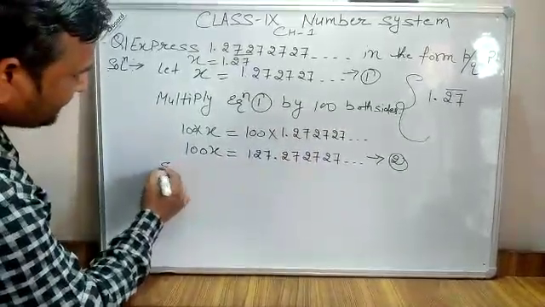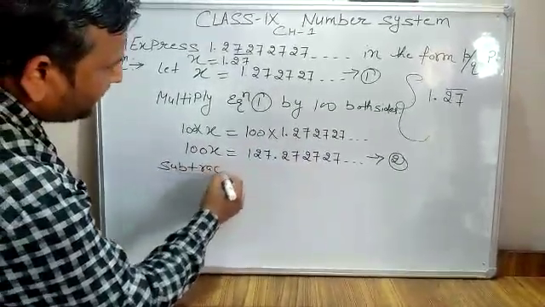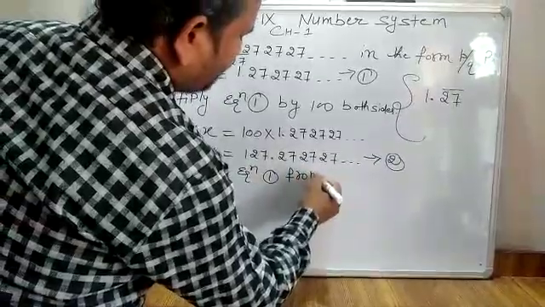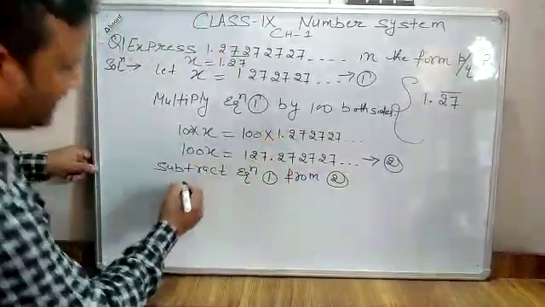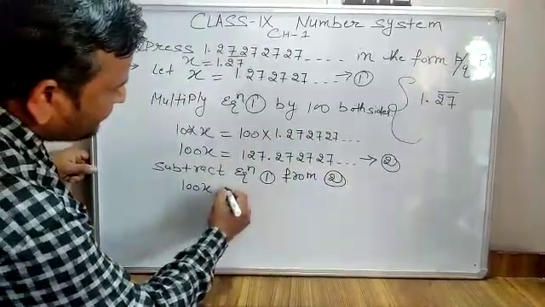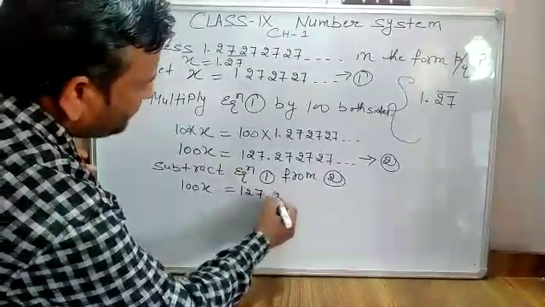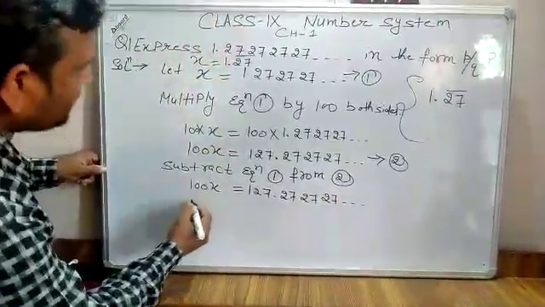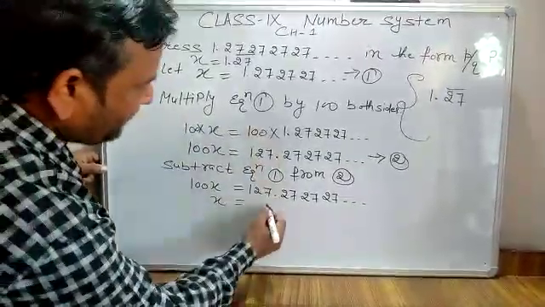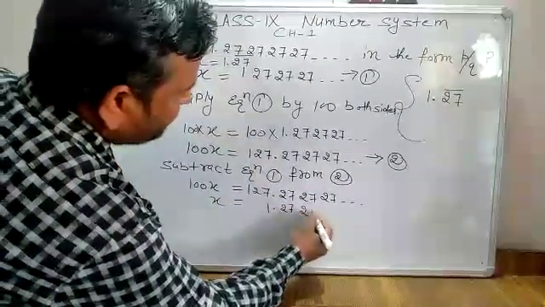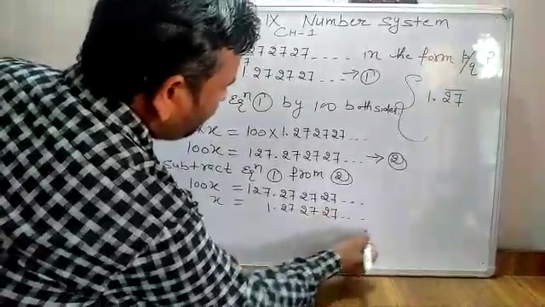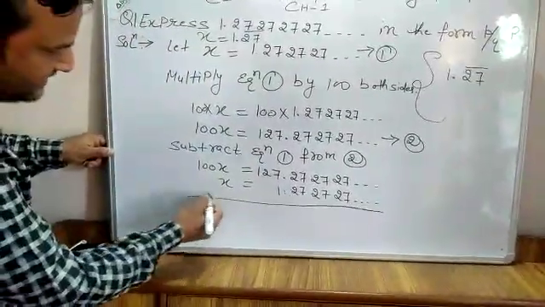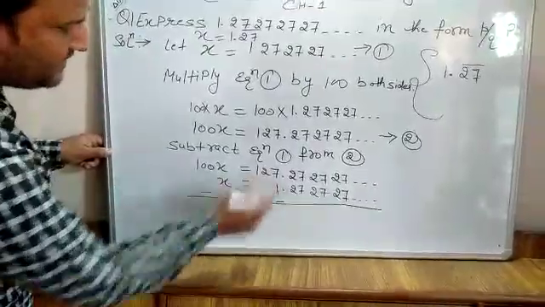So what is the next step? Subtract equation 1 from equation 2. We write the second equation, 100x is equal to 127.2727 and so on, and the first equation, x is equal to 1.272727. It is important to write the decimal below the decimal. In subtraction, the signs change, plus and minus.